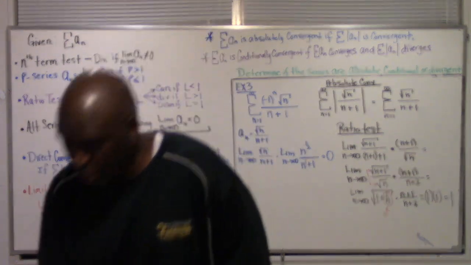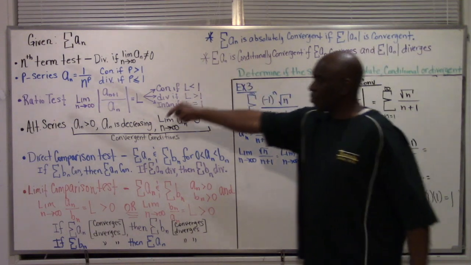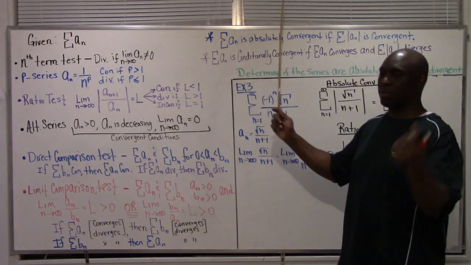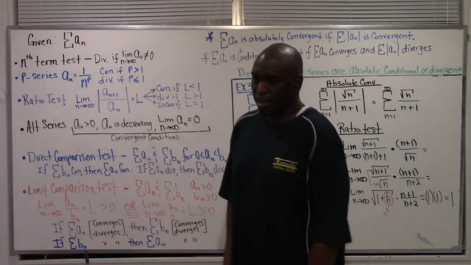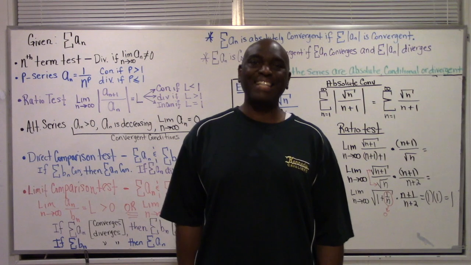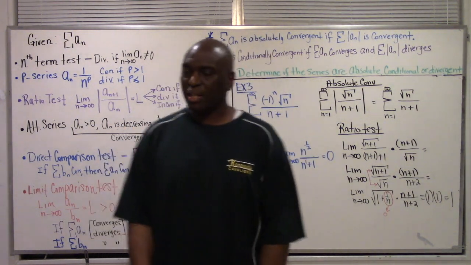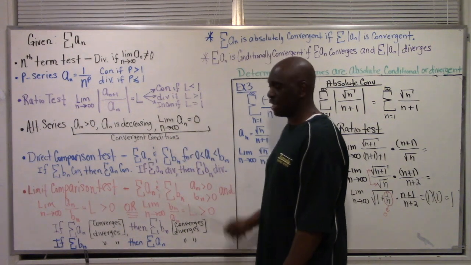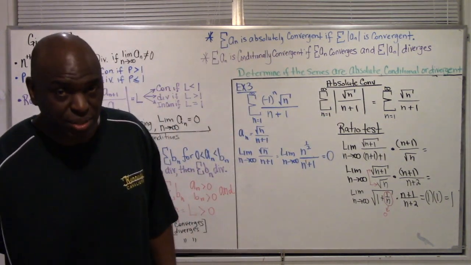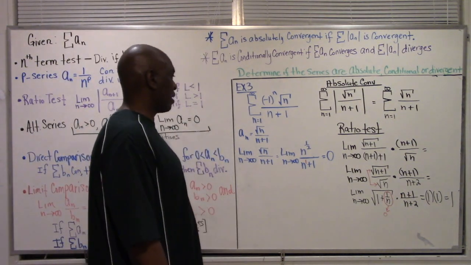What do we know about the ratio test and the limit equaling 1? If the limit equals 1, it's inconclusive. So the ratio test didn't tell me whether I'm convergent or divergent. That means the test fails, ladies and gentlemen. We have to try another test because this test fails.